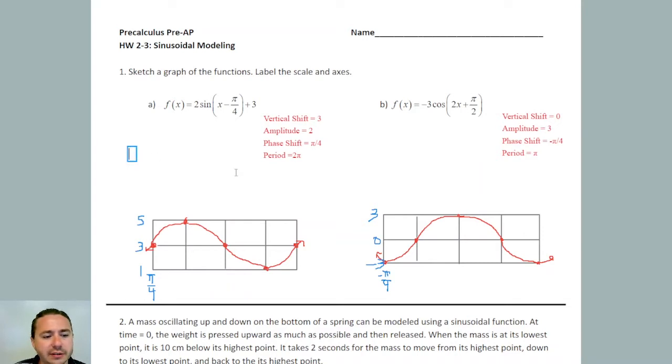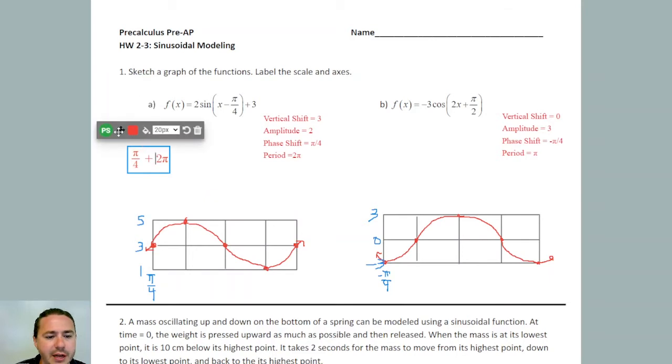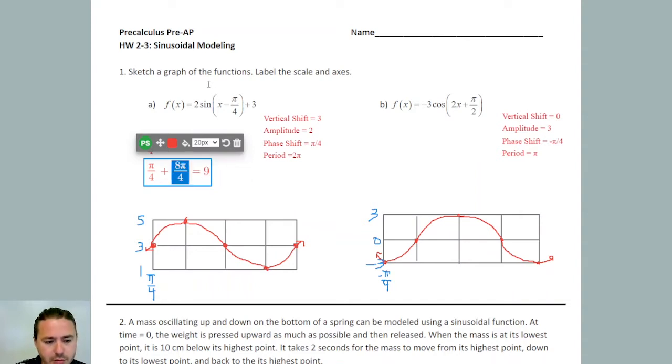So let's just do a little side math here, little sidebar. So let's do pi over 4, which was our phase shift, plus the period. So plus 2 pi. Now, in order to add these two together, I need to find a common denominator. So common denominator being 4. So I'll have pi over 4 plus 8 pi over 4, which is equivalent to 2 pi. And so pi over 4 plus 8 pi over 4 is a total of 9 pi over 4. There we go. So that means that our cycle will end at 9 pi over 4.